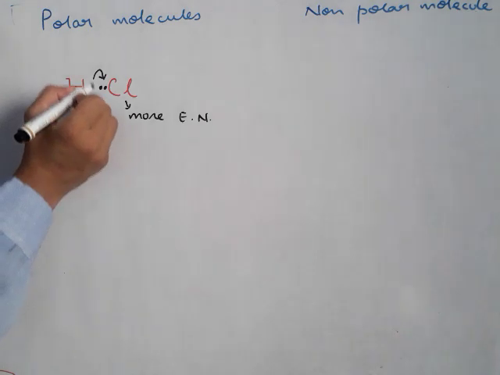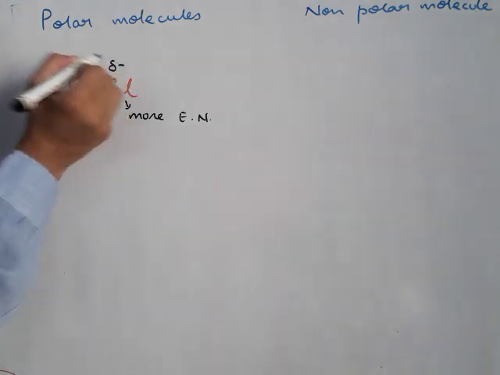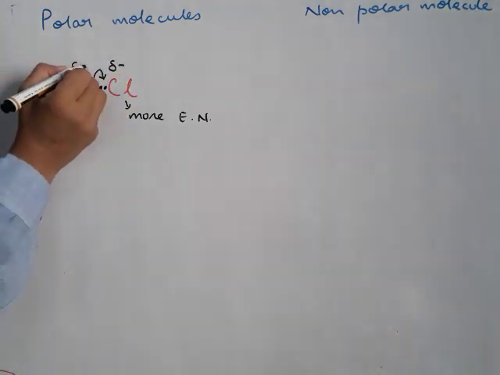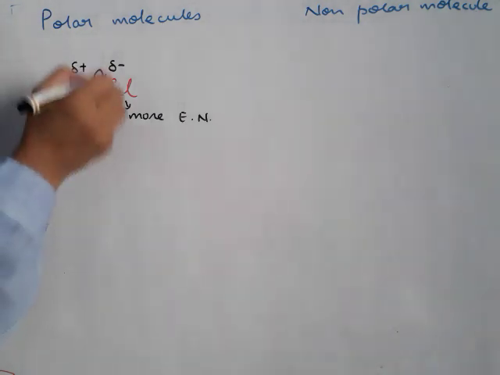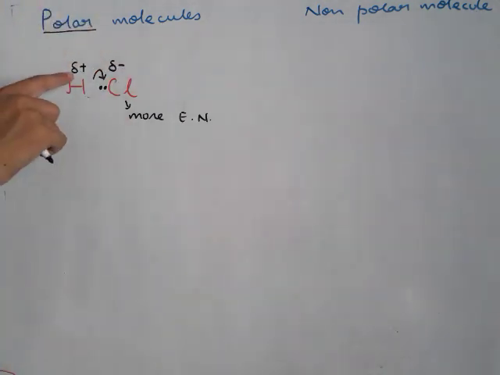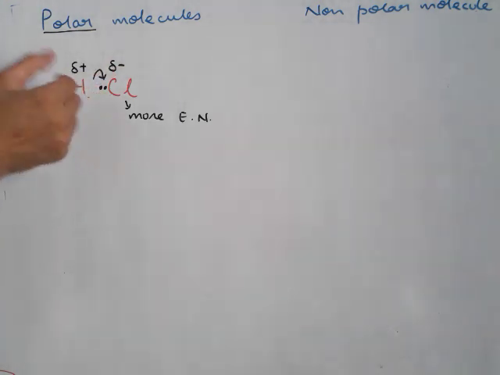This results in a partial negative charge over chlorine and a partial positive charge over hydrogen, and hence we call it a polar molecule. It is like a dipole. And what is the direction of dipole moment? So it is a pair of equal and opposite charges separated by a small distance. In physics we call such a thing an electric dipole.